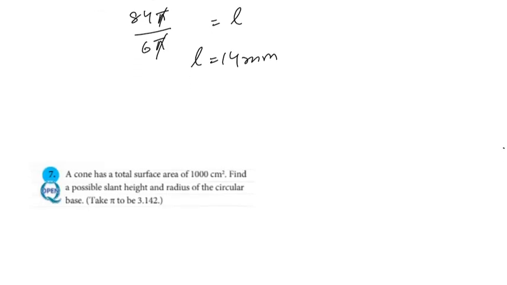Moving to the next question, we have a cone has a total surface area of 1000 centimeters squared. Before reading the question further, keep in mind that total surface area of a cone is basically the sum of pi RL, its curved surface area, and pi r square, its base area. Find a possible slant height and radius of the circular base. Take pi to be equal to 3.142.